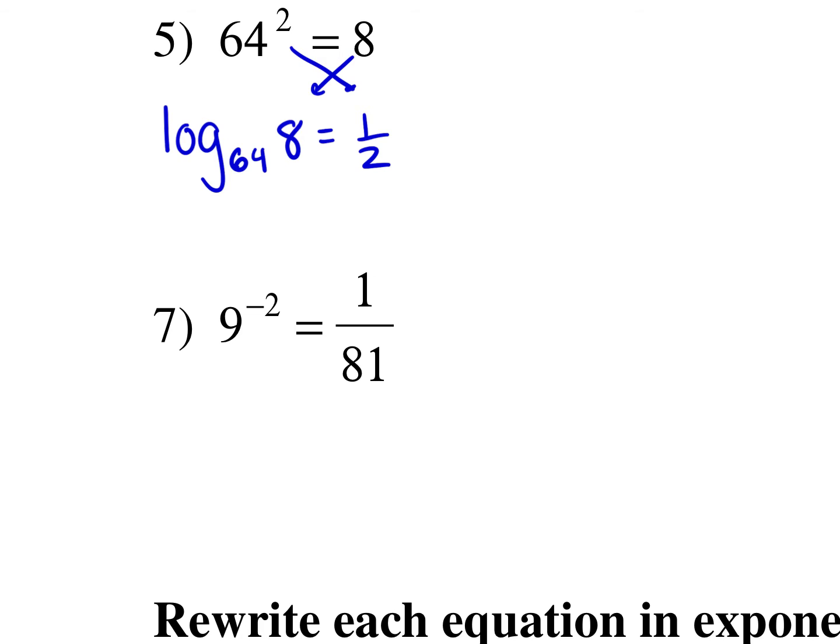All right, for 7, I have log. What's my base? 9. What comes next? 1 over 81. And what's it equal to? -2. Perfect.